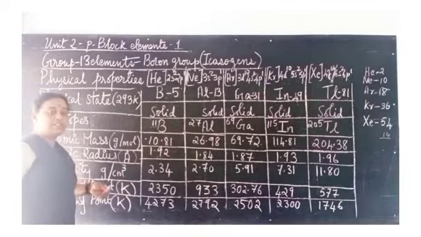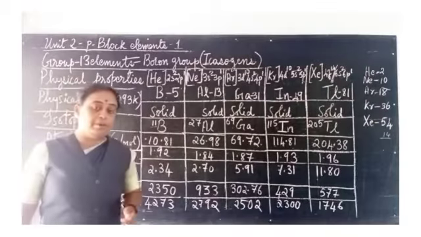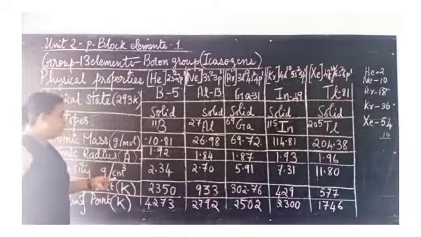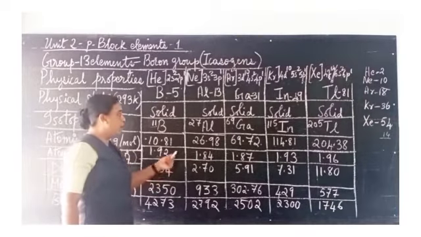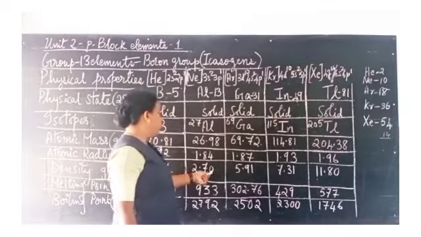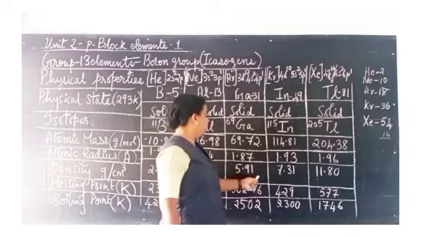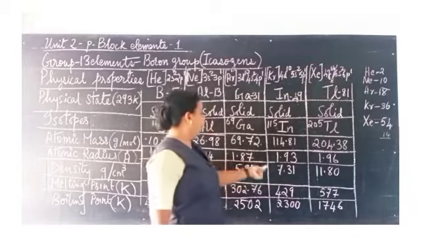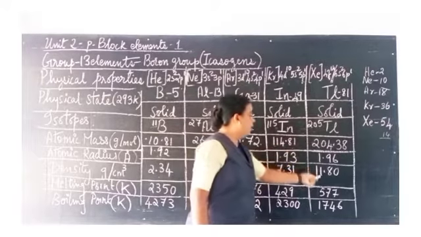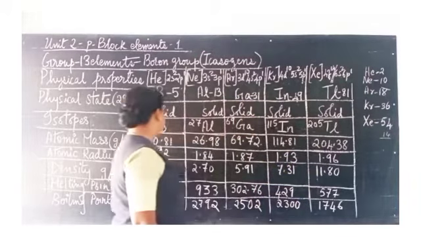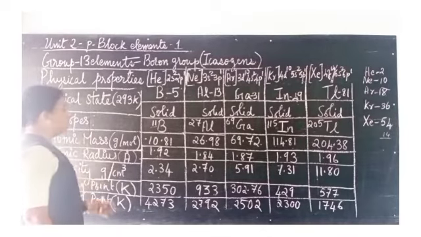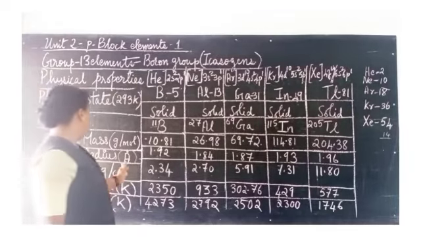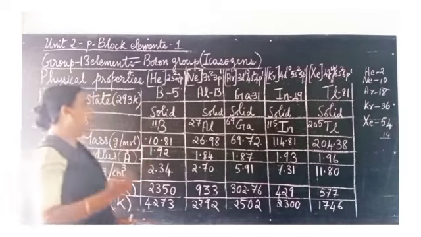Next comes the density. Density, you know, is mass by volume. The density of boron is 2.34, aluminium 2.70, gallium 5.91, indium 7.31, and thallium 11.80. So while coming down the group, atomic mass and density are all increasing.